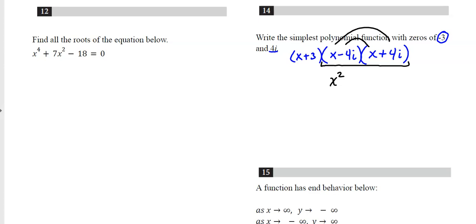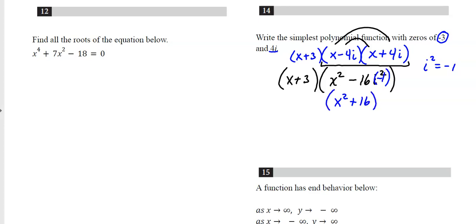So that's gone. And then I'm going to have minus 16i squared times the x plus 3. Well, remember, i squared can be substituted. i squared is just equal to negative 1. So we can replace this i squared with a negative 1, which is going to give me x squared plus 16. And then we have this x plus 3.